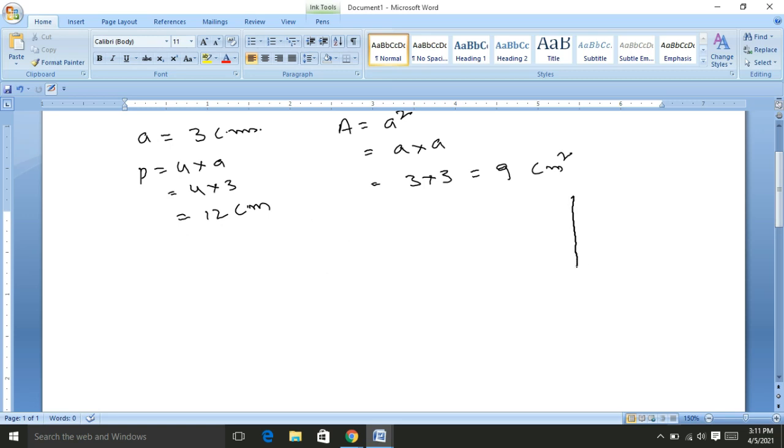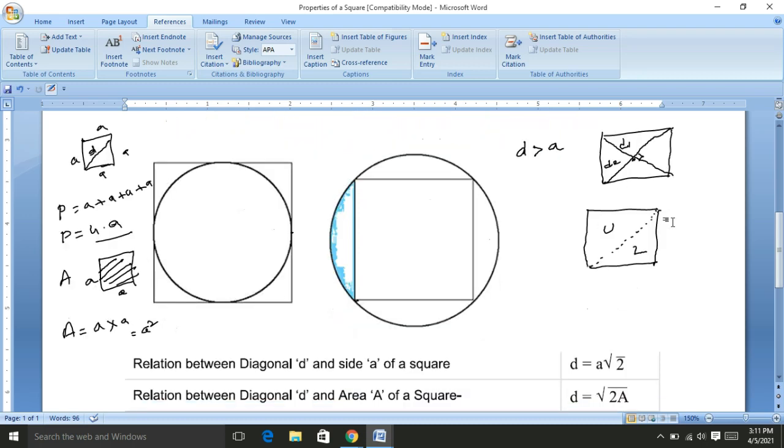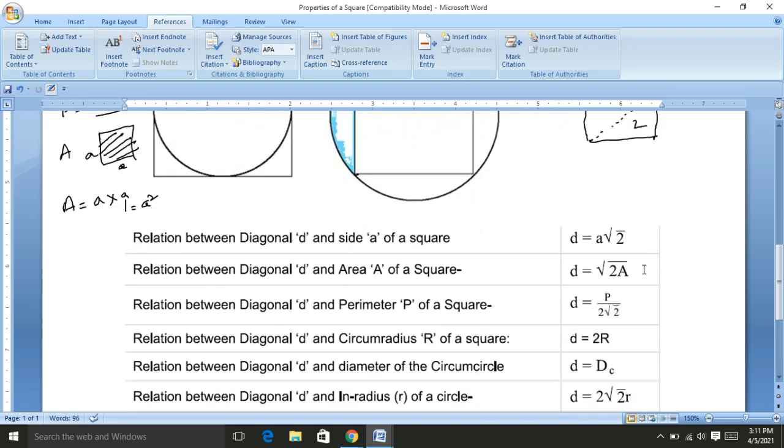Suppose we consider a square, and this is the diagonal. Here I write some formulas. Suppose d is the length of the diagonal and a is the length of the side. Then here I am going to represent the relation between the diagonal d and the side of the square a: d equal to a root 2, side into root 2.